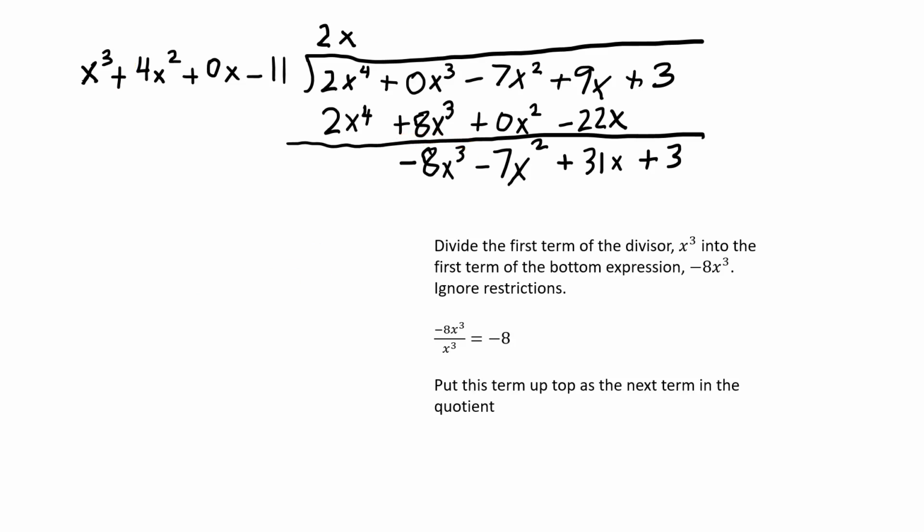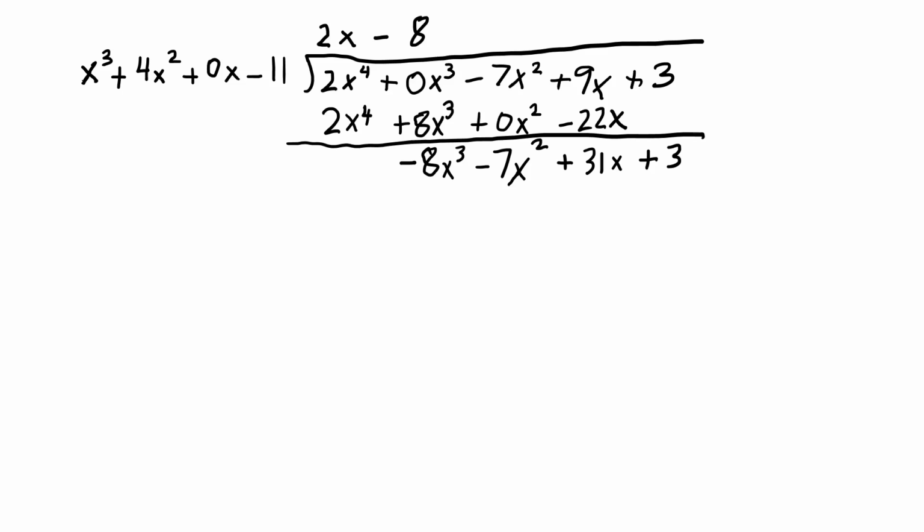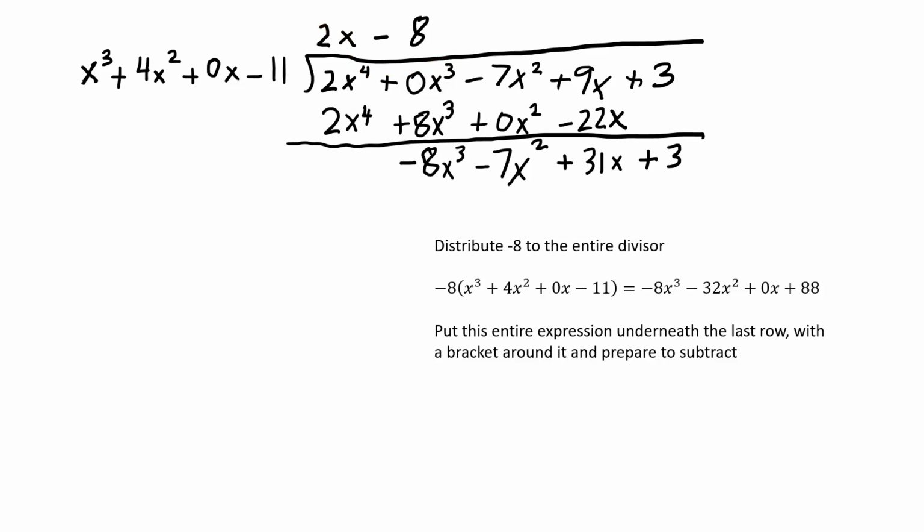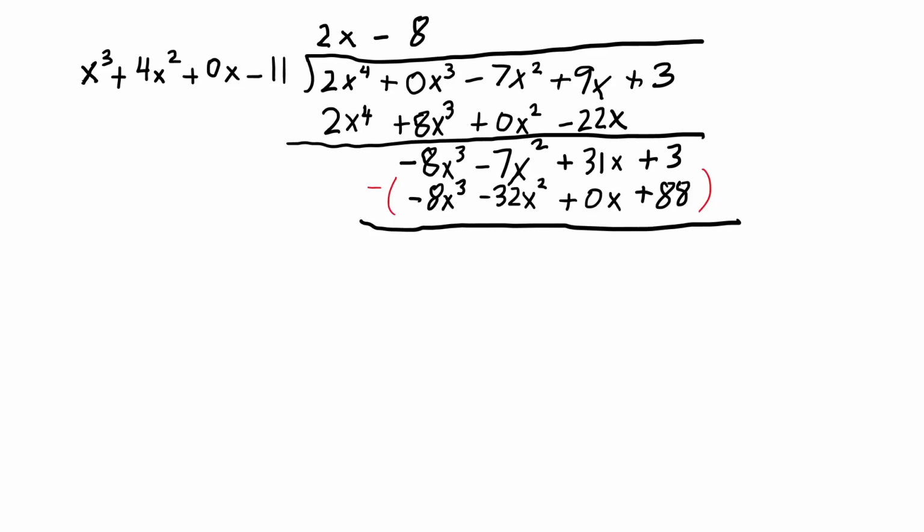Okay? There we go. Then I'm going to take that negative 8, I include the minus sign, and I'm going to distribute to all three of the terms here. Whoops, I missed that 0x. I'm going to distribute to all four of the terms there, sorry. And when I do that, I get negative 8x cubed minus 32x squared plus 0x plus 88. But I have to make sure to put a bracket around it with a minus sign in front.